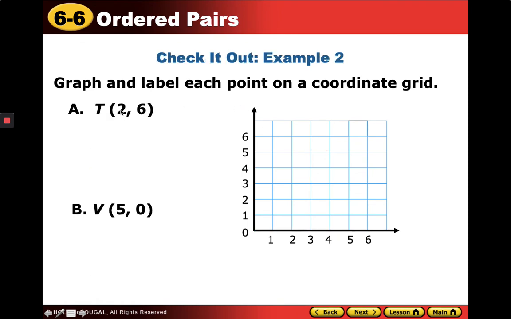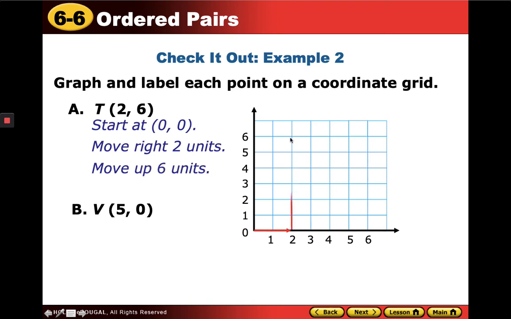To label T, the first number is 2, so we go over 2, and then we go up 6: 1, 2, 3, 4, 5, 6, and our point should be right there. There's point T. Please make sure you label. Point V is 5 and 0. Once again, we go over 5, and then the second number is 0, so we go up 0, so our point should be right on that line again.